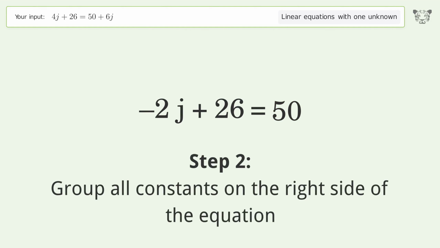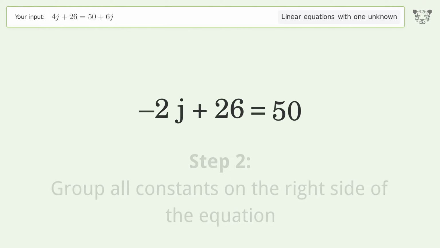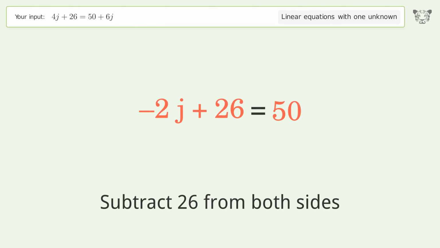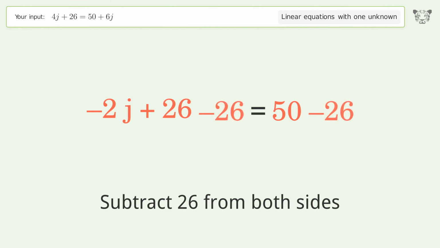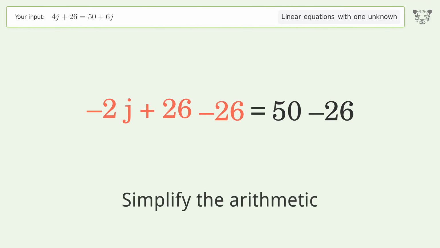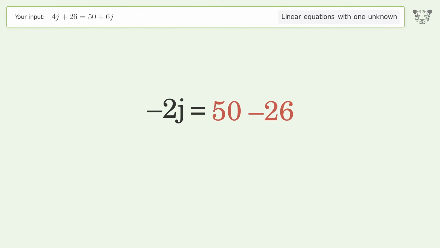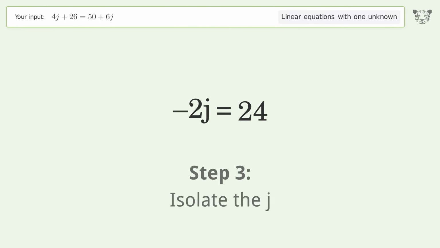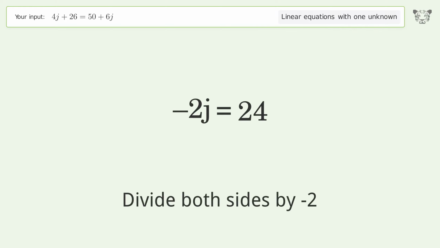Group all constants on the right side of the equation. Subtract 26 from both sides. Simplify the arithmetic. Isolate the j. Divide both sides by -2.